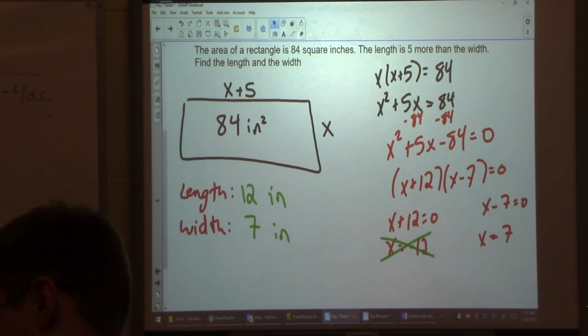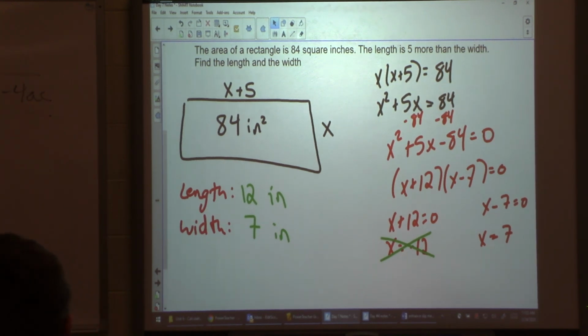That was what I want to talk about. Why did I cross off negative 12? Because you can't have a negative side length. I can't have a negative 12-inch width. You've got to think about it. Like I said before, we've got to think about why we get some of these answers. So you should have got x equals 7, which means my width is 7 inches, and my length is 12 inches.